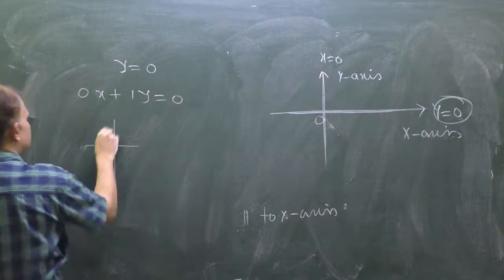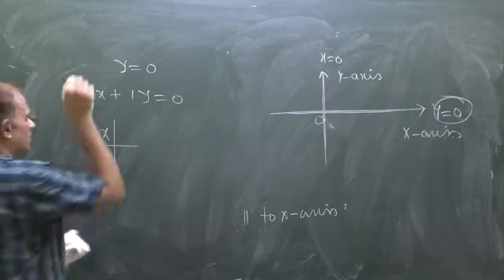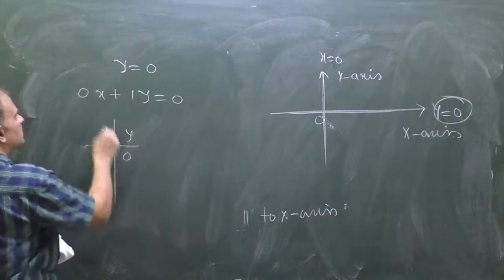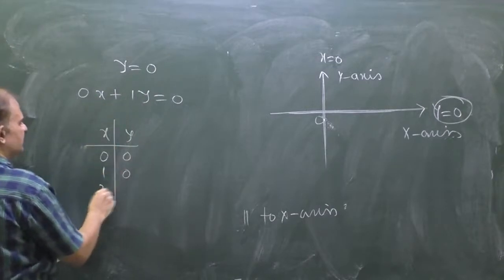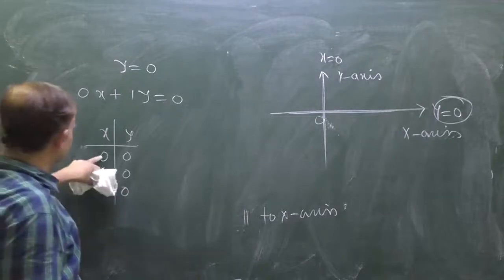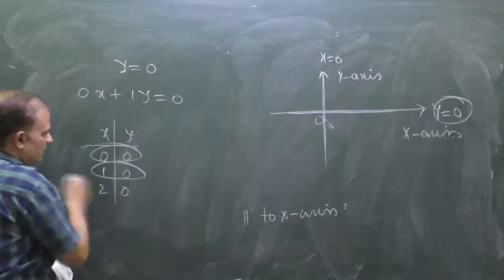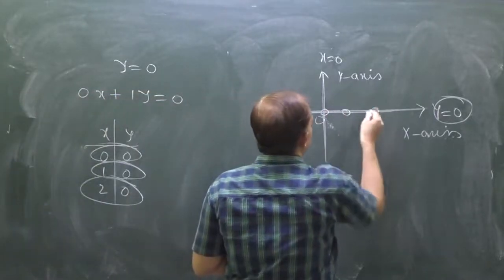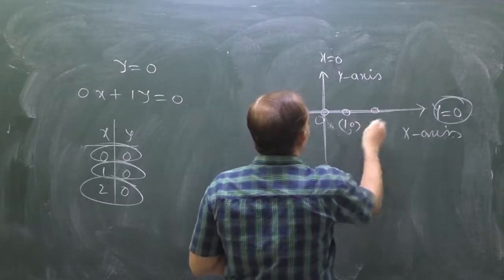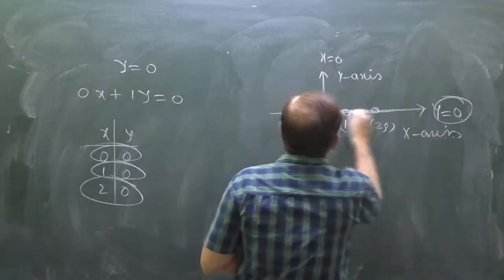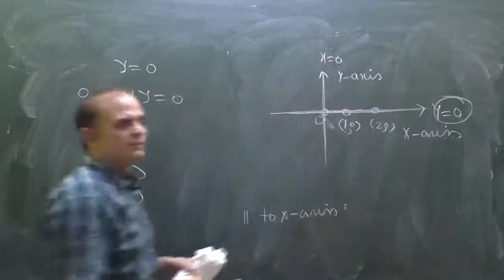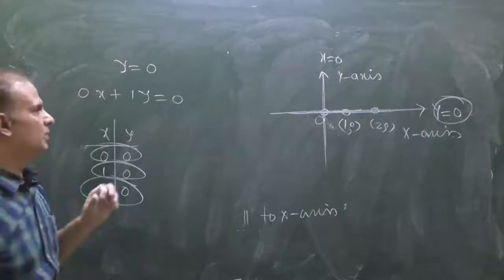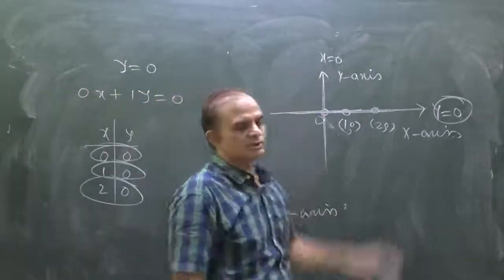And now try to substitute values of x only, not to put y. So x is 0. If x is 0, y is what? 0. If x is 1, y is 0. X is 2, y is 0. Where is this point (0, 0)? (1, 0) and (2, 0)? (0, 0) is here. (1, 0) is here. (2, 0) is here. This is (1, 0). This is (2, 0). If you will join all these, what will you find? You will find, my dear students, y is equal to 0. And if you will draw this, x is equal to 0.